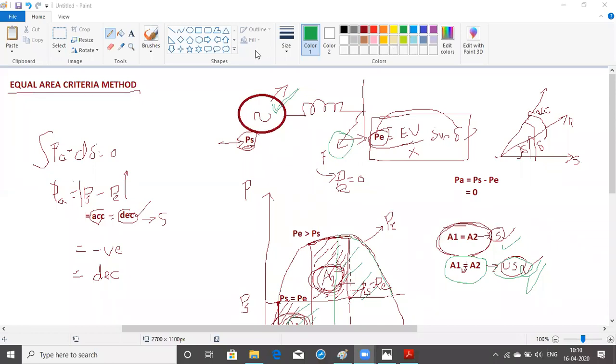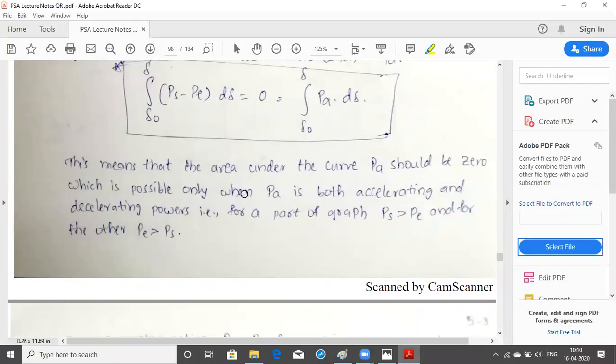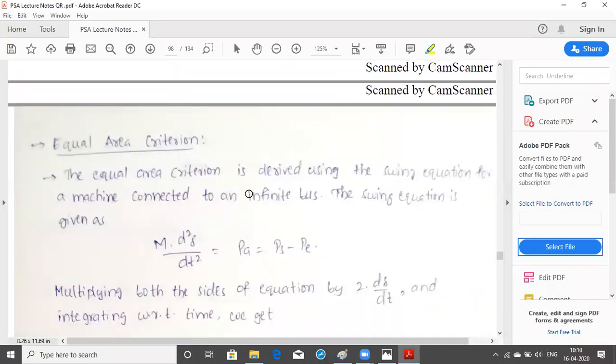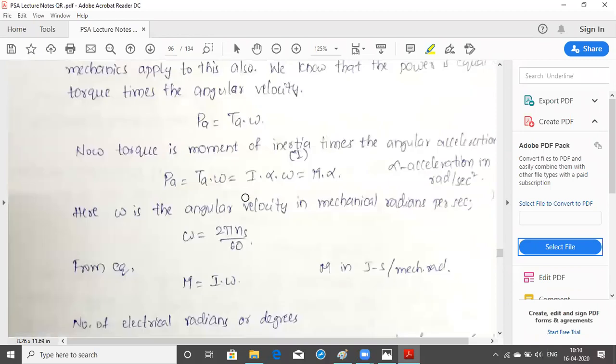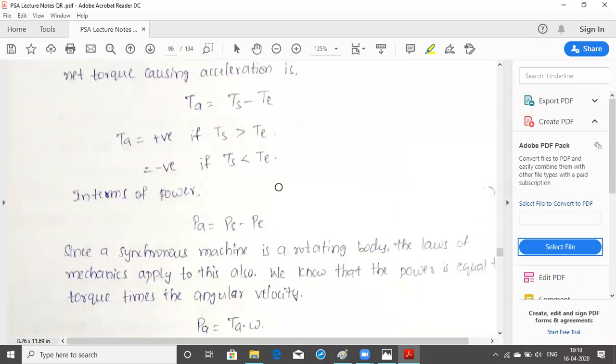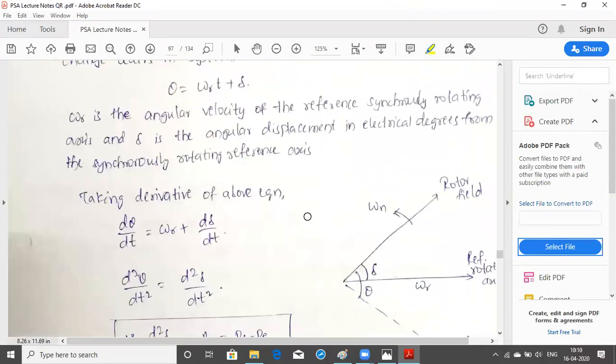So in tomorrow's session, we'll discuss the application. Please try to revise all the concepts we have discussed in these online classes, starting from the current limiting reactors of the 4th unit up to this point.